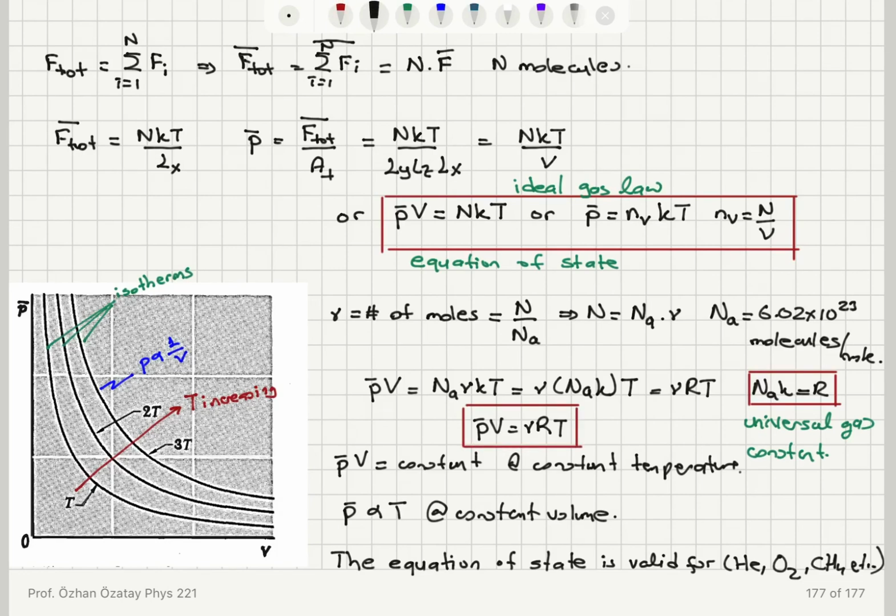So PV is a constant at constant temperature. It's called an isotherm. Each such curve is called an isotherm. On the other hand, at constant volume, it's proportional to temperature. The isotherms keep shifting up. And the equation of state I have obtained for this case is valid for any ideal gas, whether it's polyatomic or monatomic, it doesn't matter.